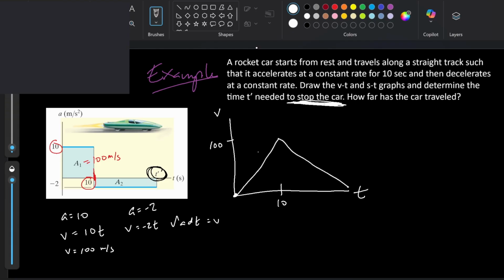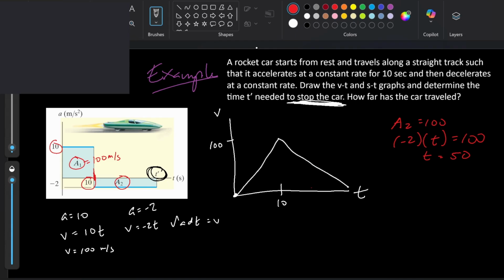So we know that in order to come back down, A2 and A1 have to be equal. If it's going up to 100 meters per second, then it has to come back down to 0. So A2 is also going to be 100, where that's going to be -2 times t equals 100. So that change in time there is going to be 50 seconds.